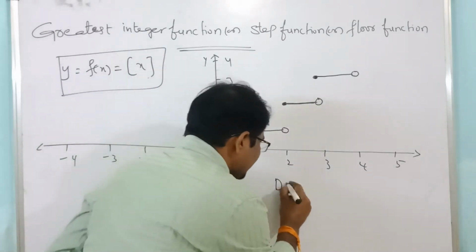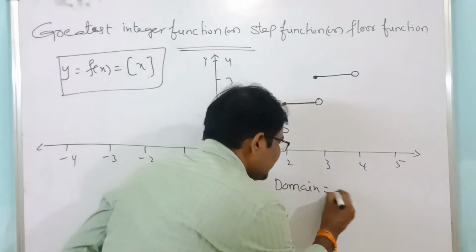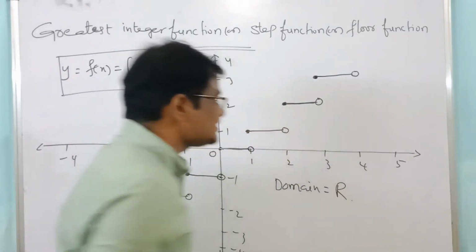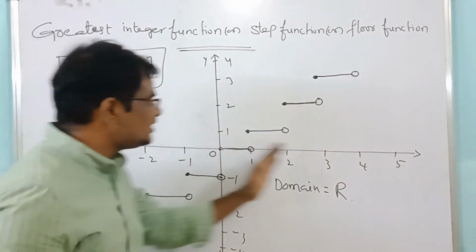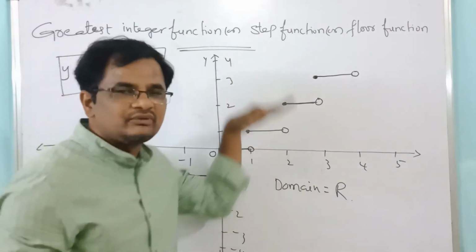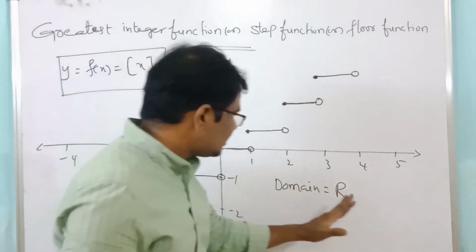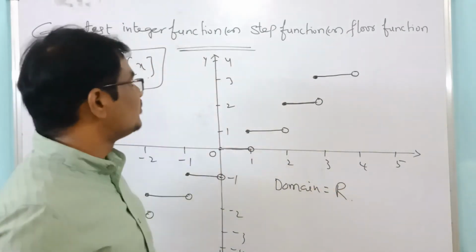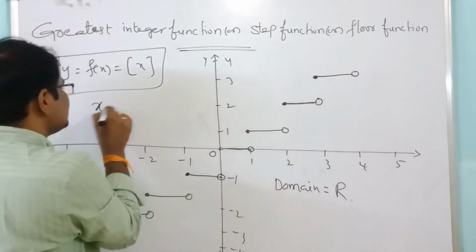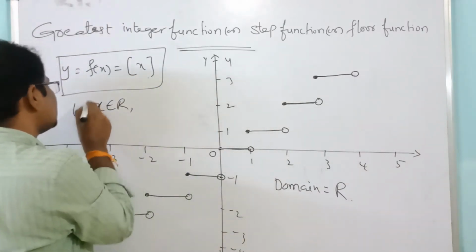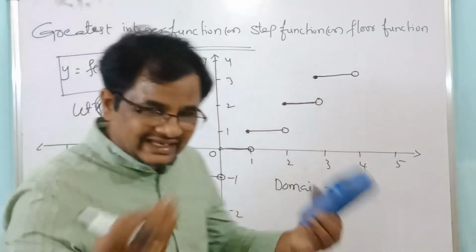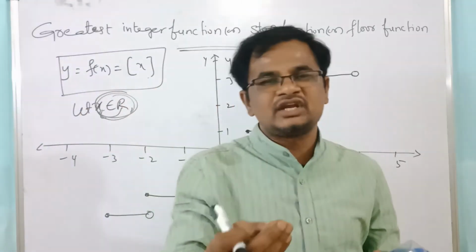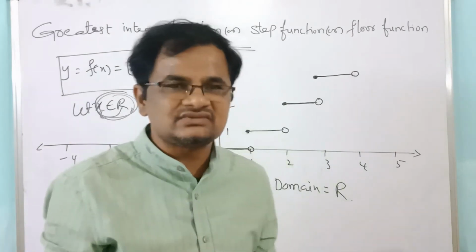And now what is the domain? Domain equal to real numbers, because for every value on the x-axis we are getting a y value. So all the real numbers exist for the domain, because in the definition you took x belongs to R, real number. Input is domain. According to that input, what output you will get? That is the range.